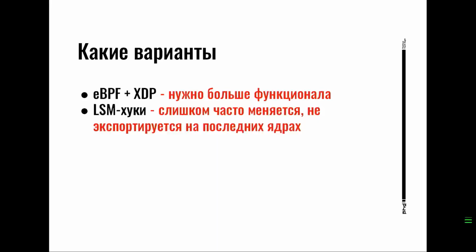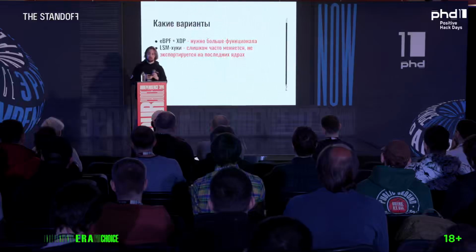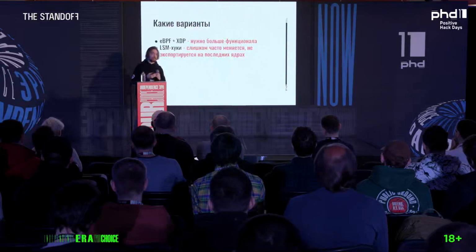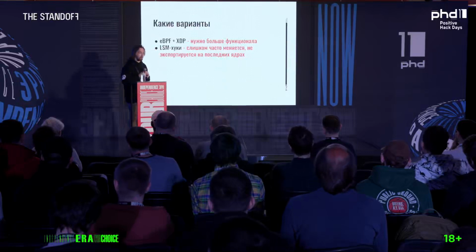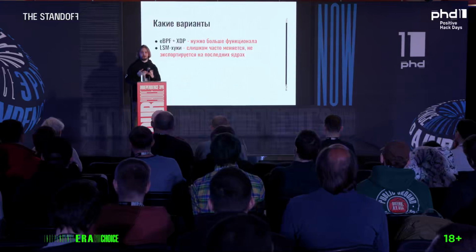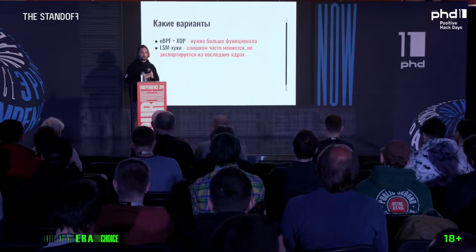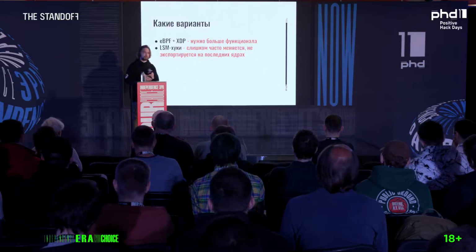eBPF plus XDP is not good for us because it doesn't have enough functionality. Well, we have enough functionality, but we don't have control over the system. And the kernel should be built with BPF, and we don't have a lot coded on BPF, I mean the critical functions of the core. LSM hooks in the newer versions of Linux cannot be exported anymore, so kernel module developers cannot do it. So if you develop the kernel, please use LSM hooks. If you don't code the kernel, please find a solution or recode it altogether.